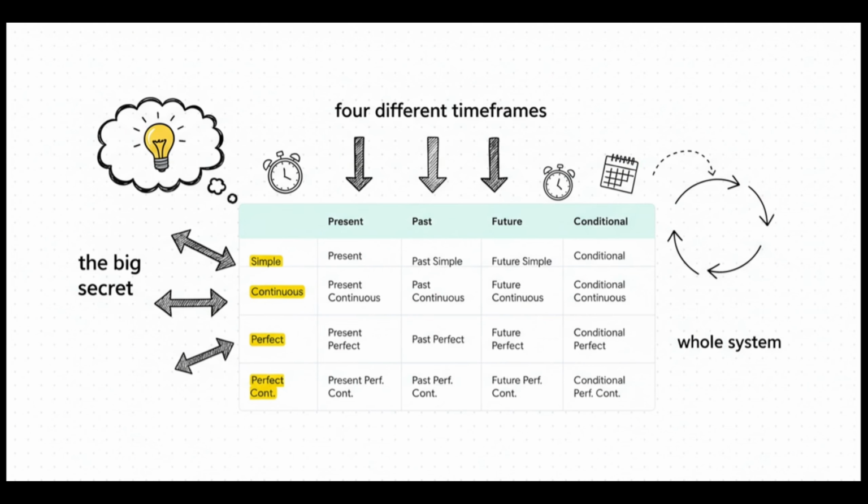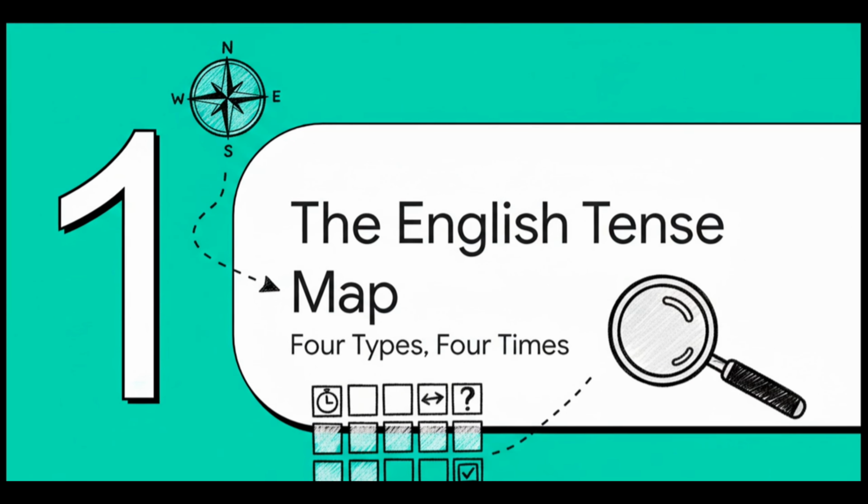See, it's not about memorizing 16 completely separate rules. It's actually just about understanding four core types of tenses: simple, continuous, perfect, and perfect continuous, and then just applying them across four different time frames: present, past, future, and conditional. That's it. That is the entire system. So we're going to call this our English tense map. Think of this grid as your personal guide. Once you get the hang of it, you'll be able to navigate pretty much any conversation.